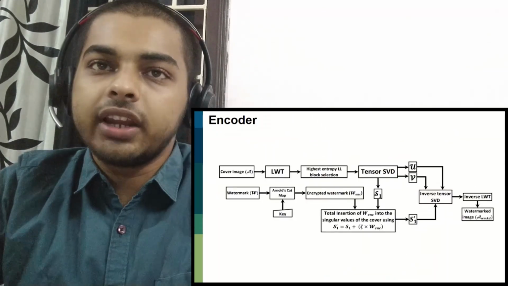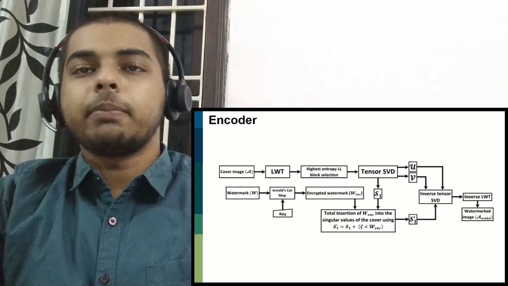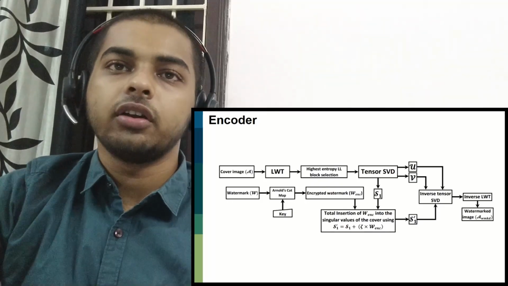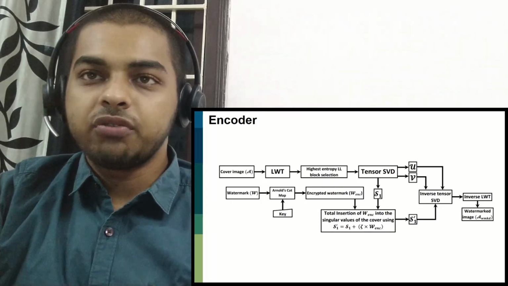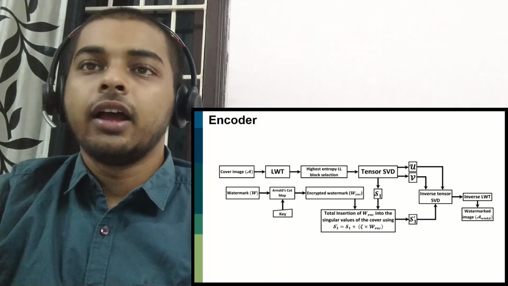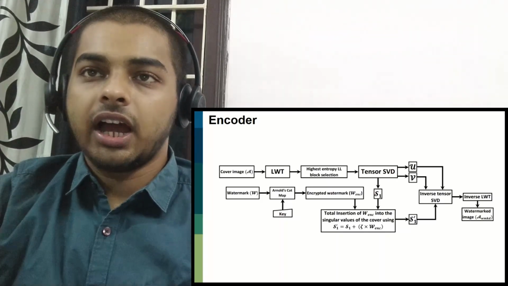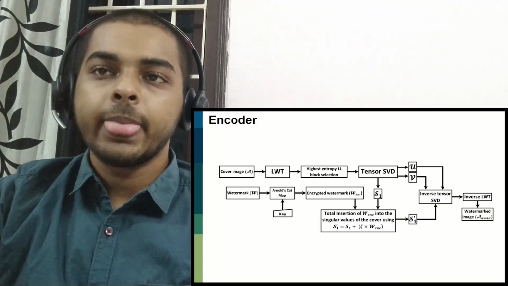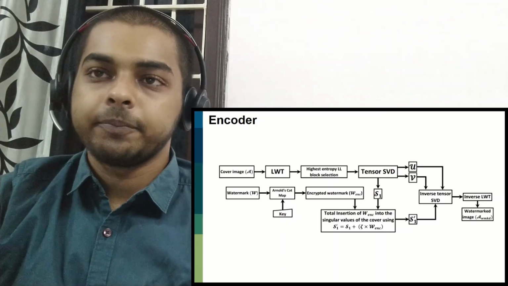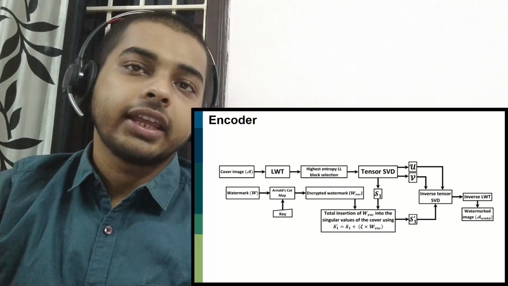So this is the block diagram of our proposed encoder. Here we are taking the cover image, the cover anaglyph image. We are performing lifting wavelet transform on that cover image, and using an information theoretic approach, we are selecting the highest entropy LL band. After that, we are performing tensor SVD on that highest entropy LL band.